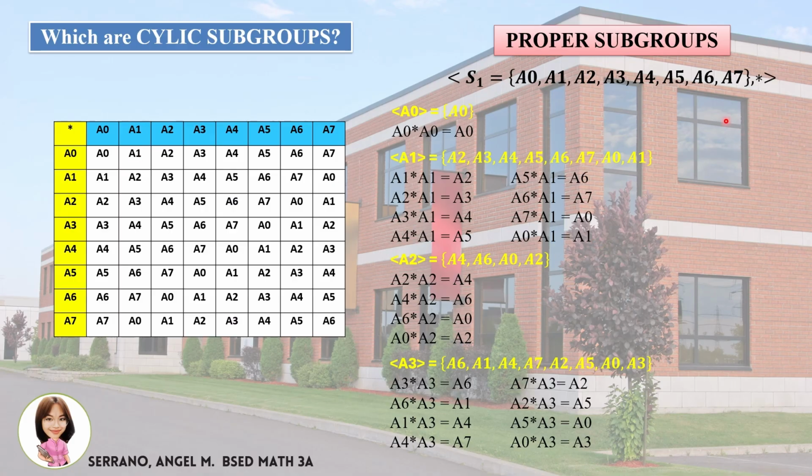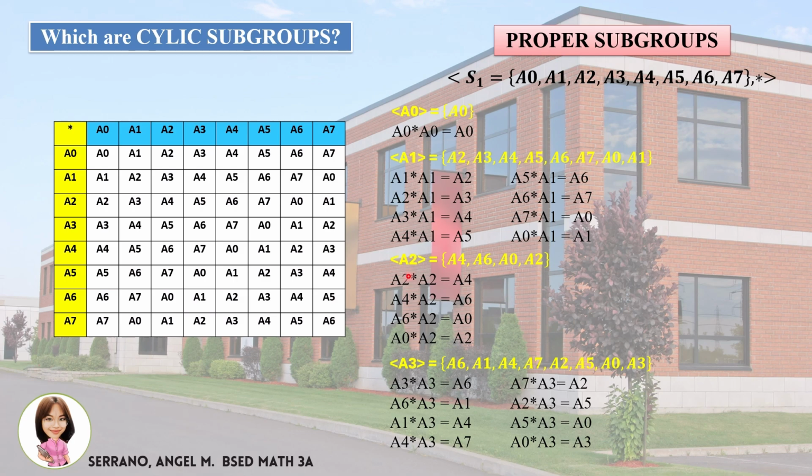So going back to the elements generated by A1, as we can see, it generates the entire group of S sub 1. Therefore, we can say that it is a generator of S sub 1.